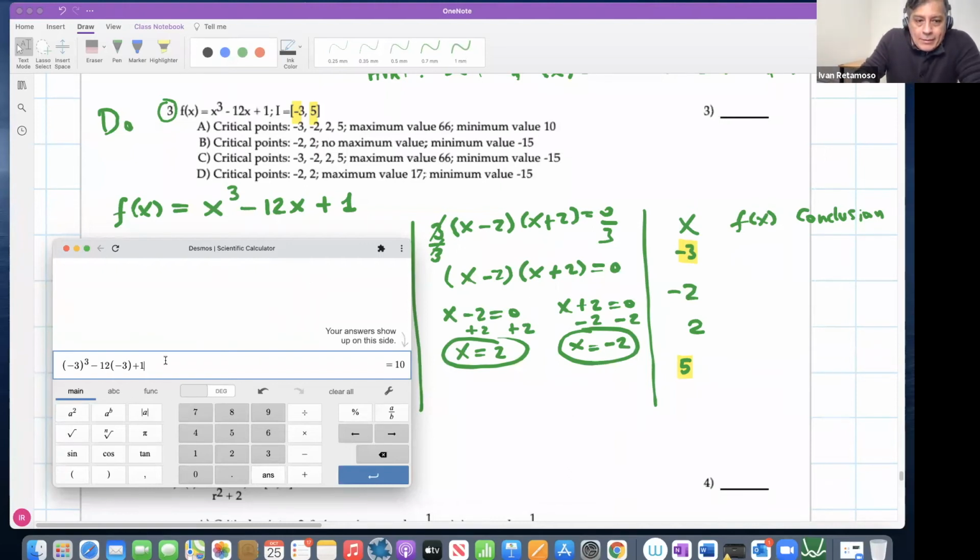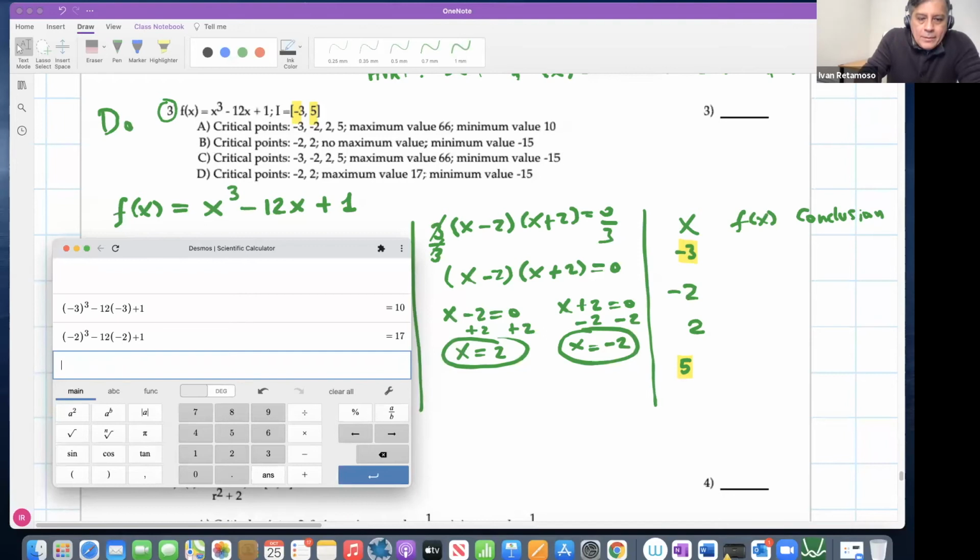Now for the second evaluation, I'm going to just copy and paste this here. And instead of negative 3, now I'm going to evaluate the first critical point, negative 2. Negative 2 here, negative 2 here. The rest stays the same because I'm still evaluating the original function. I got 17 for the second evaluation.